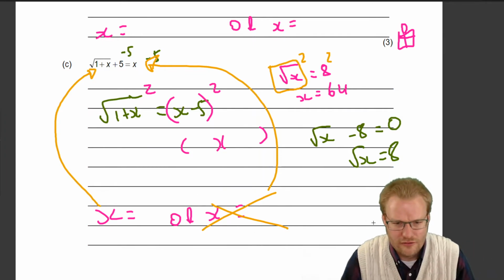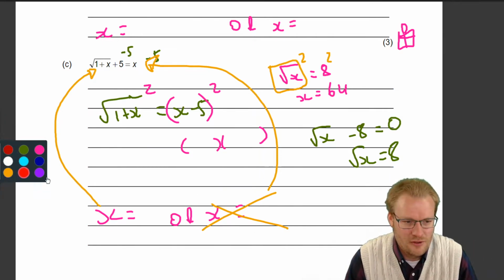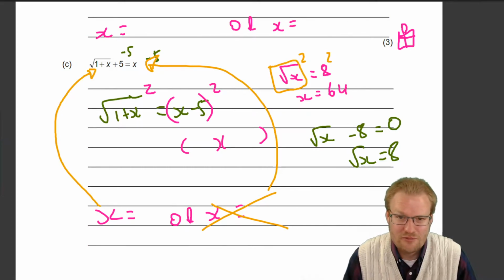Cool, so 4 marks, perhaps gifts, maybe some gifts along the way there. I would say it's gifty enough, but I don't know.